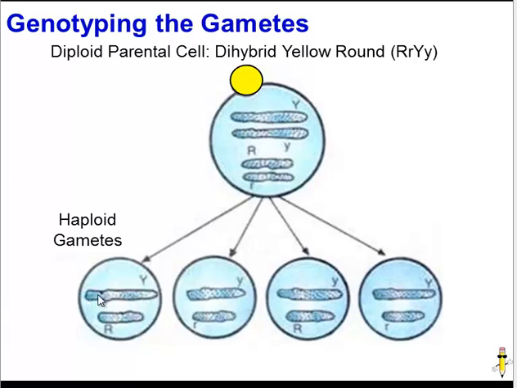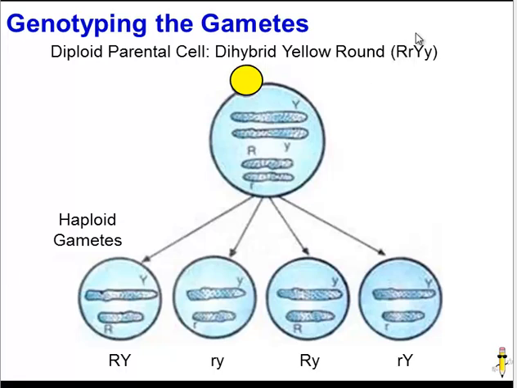The dominant gene for color could end up with the dominant gene for shape. Or the recessive gene for color could end up with the recessive gene for shape. The recessive gene for color could end up with the dominant gene for shape. And the dominant gene for color could end up with the recessive gene for shape. So if we were genotyping these gametes, here are the possible results.